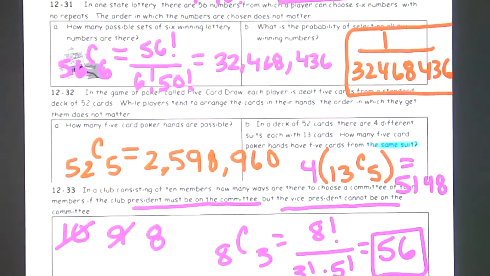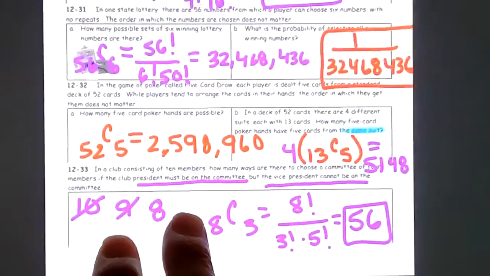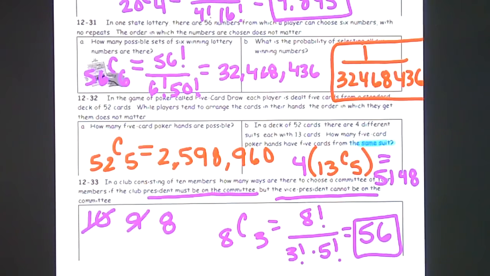So just remember the difference between combinations and permutations. Permutations: order matters and there's no repeats. Combinations: order does not matter, and again, there's also no repeats. So that's the end of today's lesson.